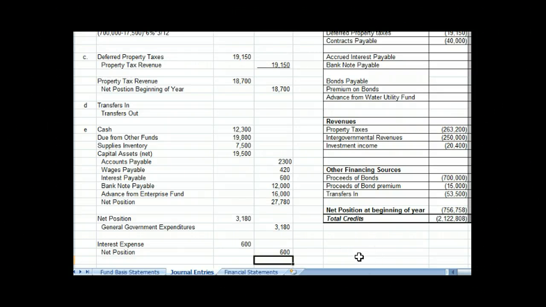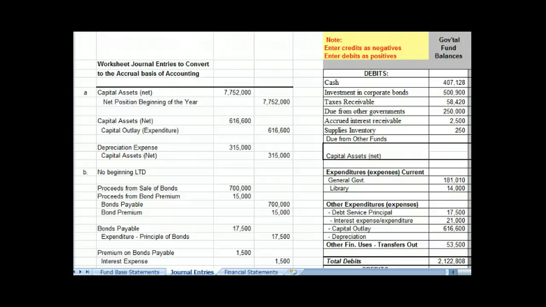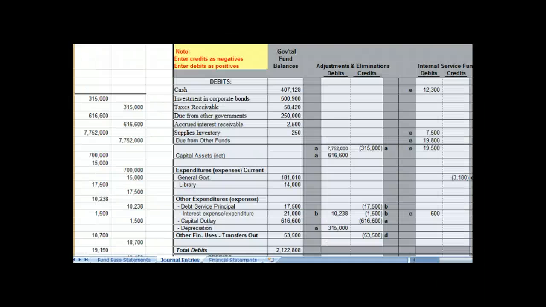Once you have all these entries, this worksheet that you see over here, let's go up to the top. It says enter credits as negatives, debits as positive. That is where you will actually be recording your individual elimination entry. Once you've keyed all your journal entries into the worksheet and you've got your adjusted balances, now you can go to your financial statements.